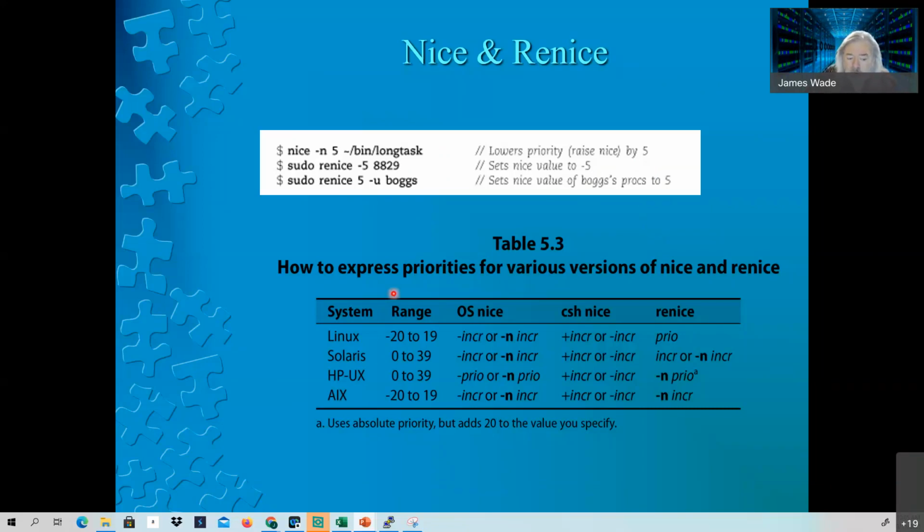Here are the different priority values for nice and renice across the different operating systems. So Linux is from -20 to 19. Obviously, the lower the value, the higher the priority. Solaris 0 to 39, HP-UX 0 to 39, AIX -20 to 19. I don't know why these two decided to use negative numbers. I wonder who decided that. I would much rather just set it to some positive values. But I guess somebody said, well, no, we want it to know it's really low.